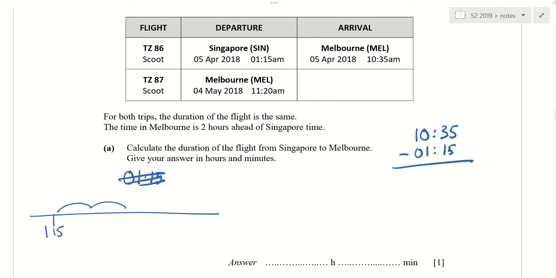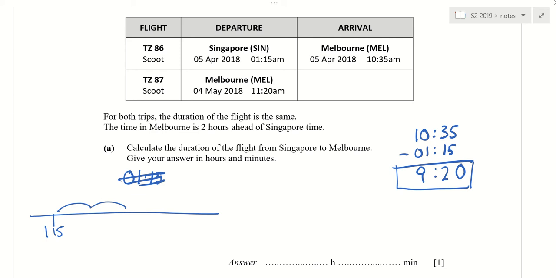Now, 10:35 minus 1:15. It is the same day. Notice the same day, so I don't have to plus 24. So what I do is 5 minus 5, I'll get 0. 3 minus 1, 2. 9 minus 1, 9. So the traveling time is... but the answer behind is 7 hours and 20 minutes, is it?